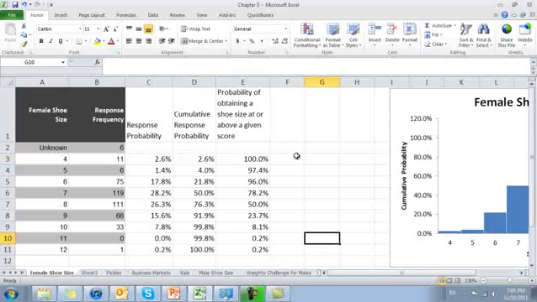We will need to use this as marketers. Suppose I want to know the probability of being between a size 7 and 8. I would literally just add these two numbers up, those two response probabilities. You can see down here in Excel that the answer is 54% of the population have a size 7 or 8.